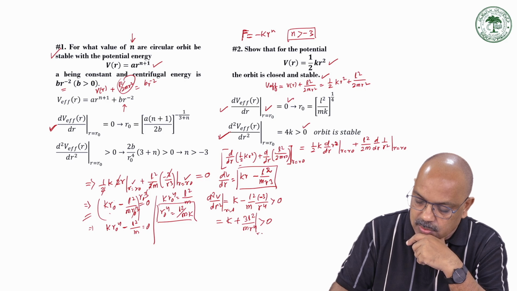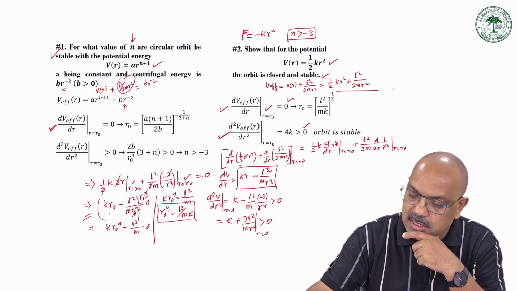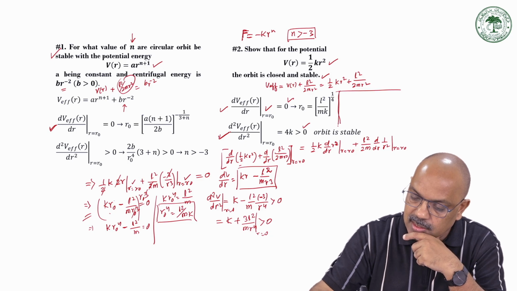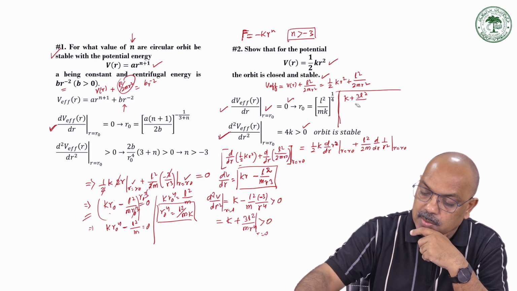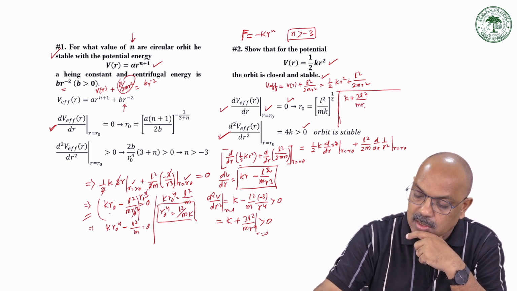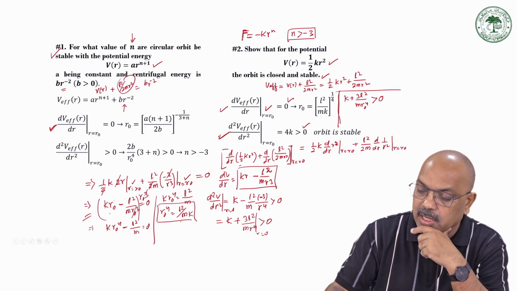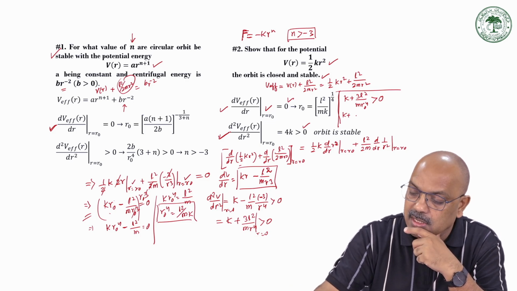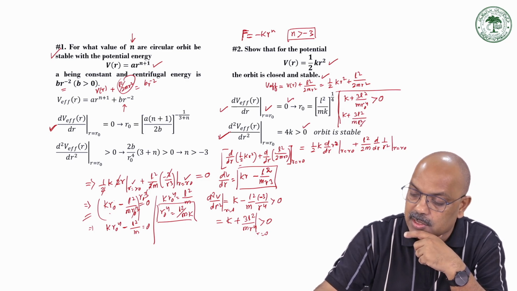So at r equal to r naught, if I put r equal to r naught here, what I get is k plus 3L²/(m r naught⁴) greater than 0, and r naught⁴ is L²/(mk). So I can put it here. This is going to be k plus 3L²/m times mk/L², which is greater than 0.